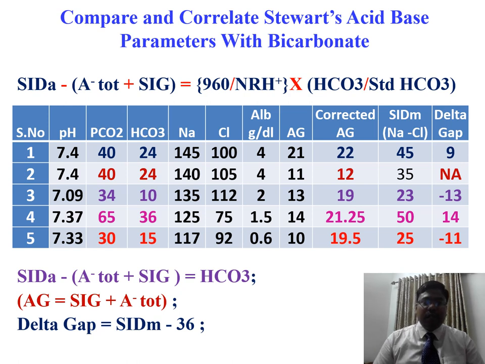So from this it is very clear that the delta gap is directly proportional to the main strong ion difference. Delta gap is equal to the main strong ion difference minus 36. So understanding the relationship, apparent strong ion difference minus ATOT plus strong ion gap is equal to 960 divided by NRH plus into ratio 1. Ratio 1 is bicarbonate divided by standard bicarbonate, which helps in correlating the various parameters. Also, apparent strong ion difference minus ATOT plus strong ion gap is equal to bicarbonate, numerically the same, but we are not calculating all the ions. So for practical purposes, we can compare and correlate the Stewart's acid parameters with the bicarbonate to find out the cause for metabolic acid disturbances.